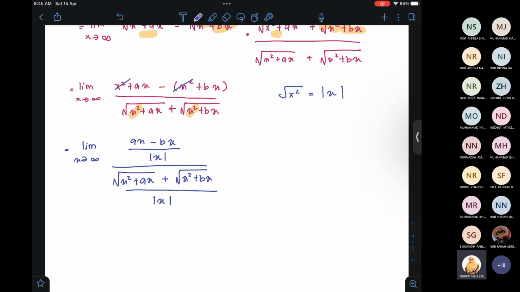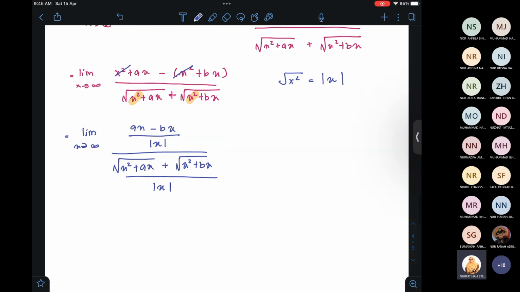For the upper part, we don't have any radical, so that means we are going to open the modulus. While for the bottom part, we have a radical, so that means we are going to bring the modulus inside the radical. When I open the modulus for the upper part, I will get positive x or negative x.